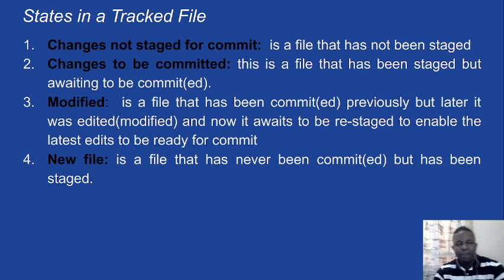This is very, very important because when you open your terminal and you're typing your commands like git init, git status, git log, git add, these are different states you're going to be finding when you're using the commands git add, git commit, git status. For instance, one of the states you have is changes not staged for commit. What does this mean? Changes not staged for commit means it's a file that has not been staged.